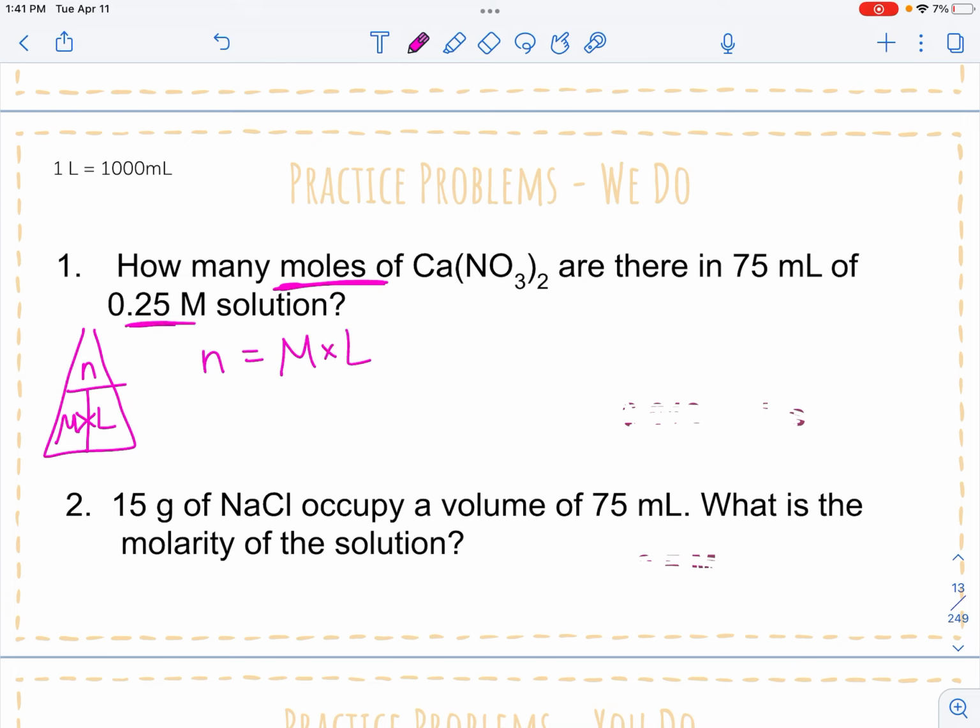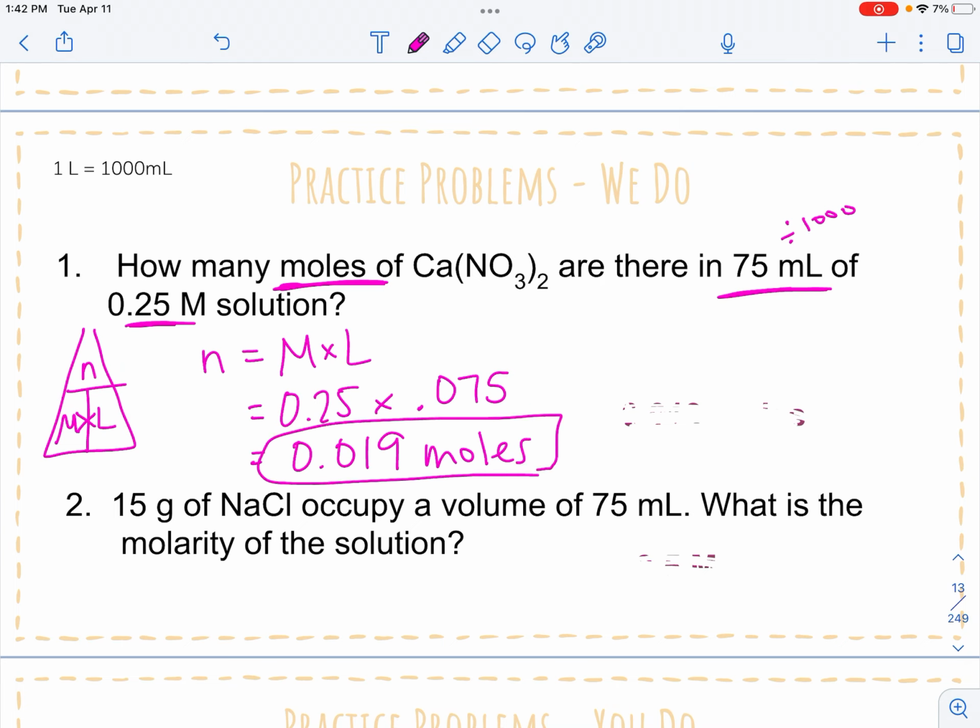So let's see. I have 0.25 times, again, here's our milliliters. So remember, we have to divide by 1,000, 0.075. When I use my calculator to multiply these out, I end up with 0.019, and then again, this is moles, okay? And that luckily was my answer there that we crossed out. Okay, let's do one more together, and then I'm gonna let you do a few on your own, okay?